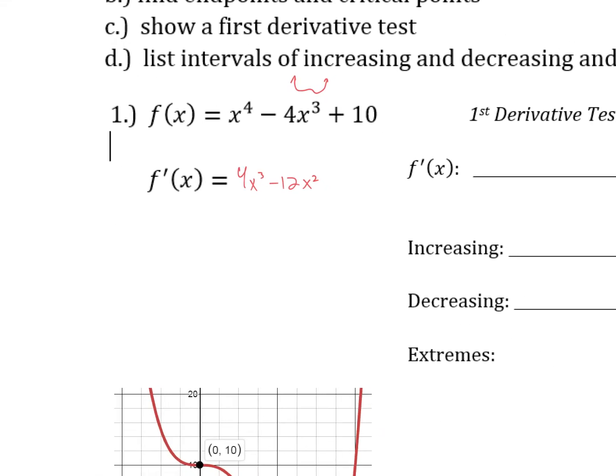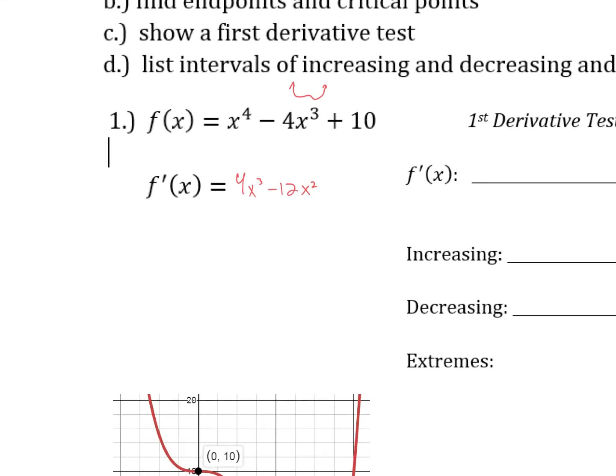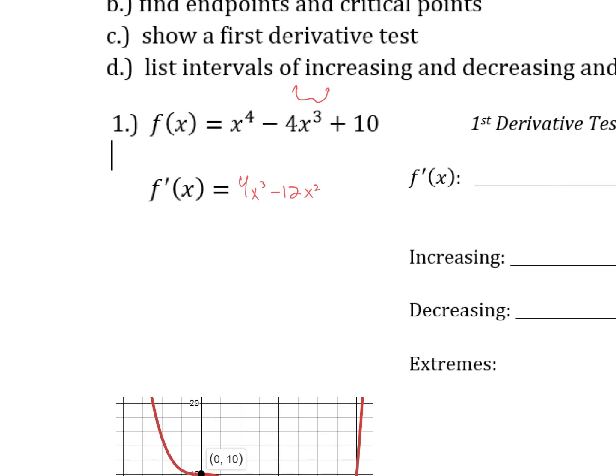Well, then from there, I can go through and figure out when is this thing equal to 0. So if I set that equal to 0, I need to solve this equation. I'm going to factor out a GCF of 4x squared. That'll leave me x minus 3, which tells me I'm going to have x equals 0 and x equals 3 as critical points.